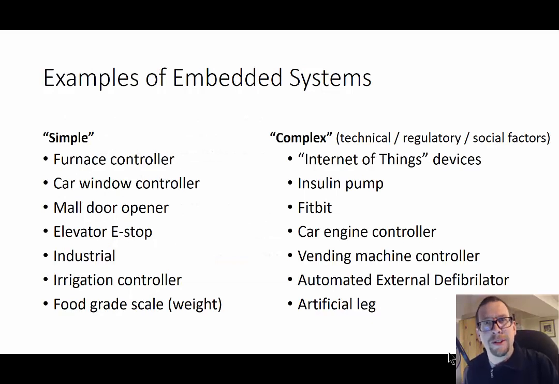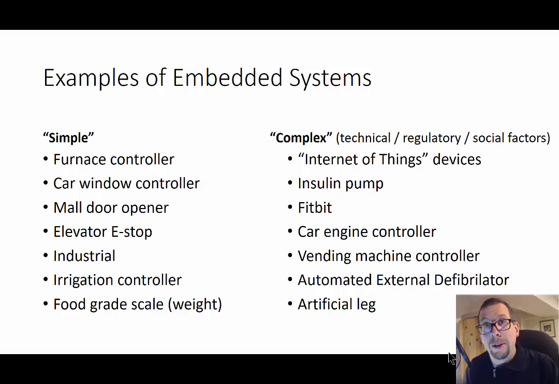What are examples of these mysterious embedded systems? Well, there are simple ones, like, for instance, the controller for a furnace, or the controller for an electric car window opener, or maybe the system that opens the automated doors at the mall, or shuts down an elevator in the case of an emergency. All sorts of industrial applications that you probably have never seen before, but are really important for making food or making components for other car parts or something like that. They're used in irrigation controllers. The next time you're at the butcher and you are getting your favorite salami, then when the butcher puts the salami on the scale and weighs it, the electronics inside of that scale that are calibrated, that are supposed to measure out to the nearest gram or portion of a gram, that's an embedded system.